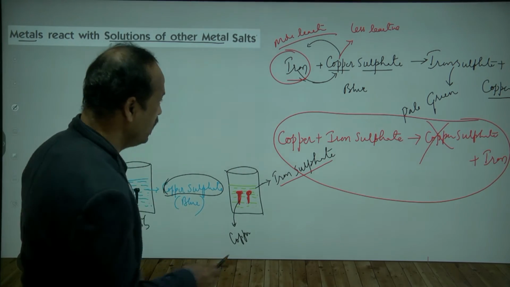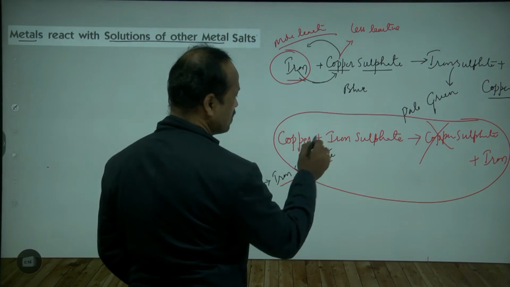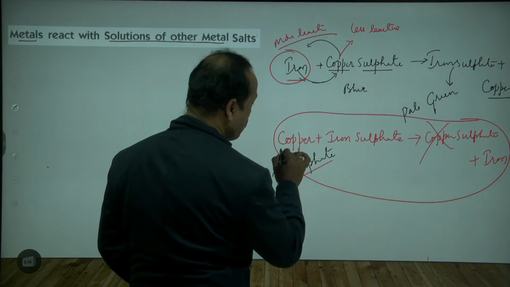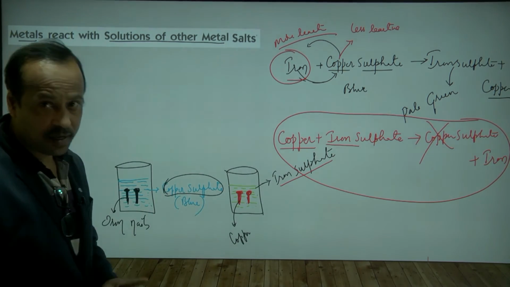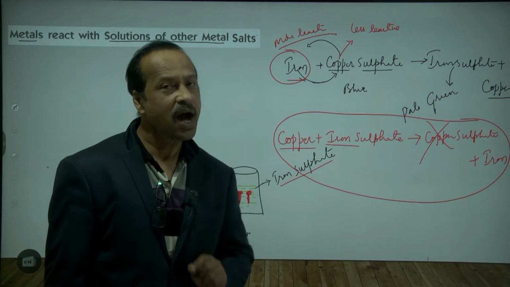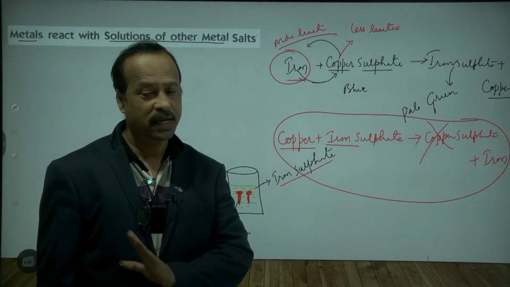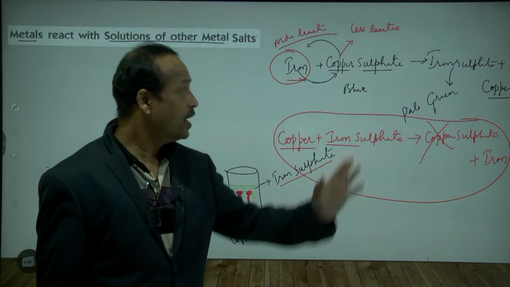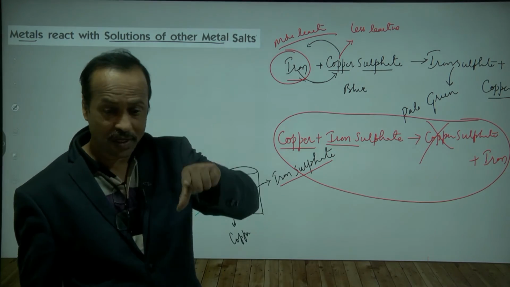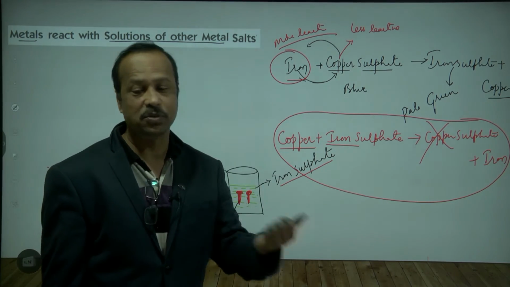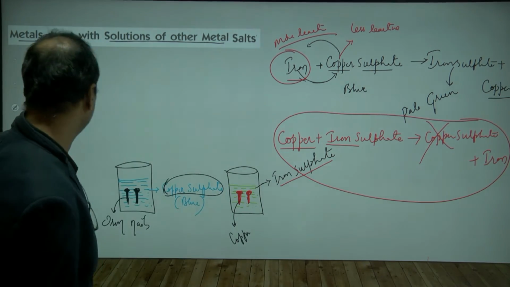Yes, sir. So here, why the reaction does not take place? You can say that copper is less reactive than iron. Copper is less reactive than the iron, so the reaction will not take place. In the above reaction, the reaction takes place. Why? Because iron is more reactive than copper, so it displaces. Is this clear to you?